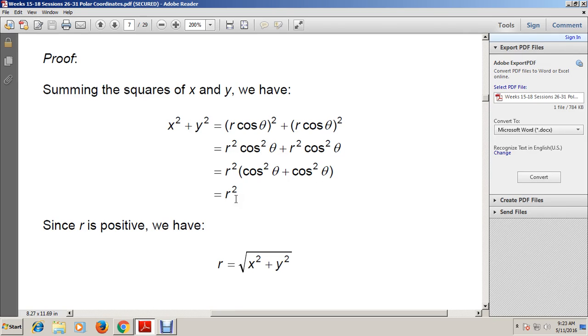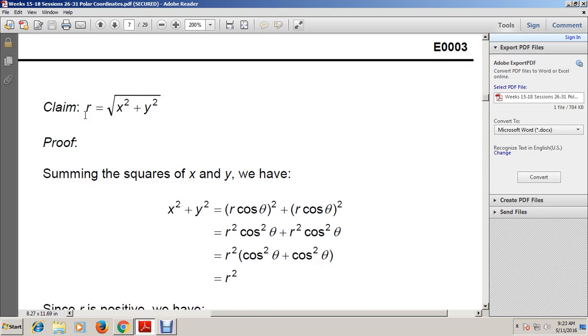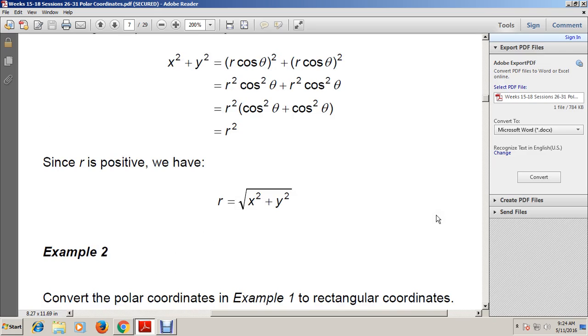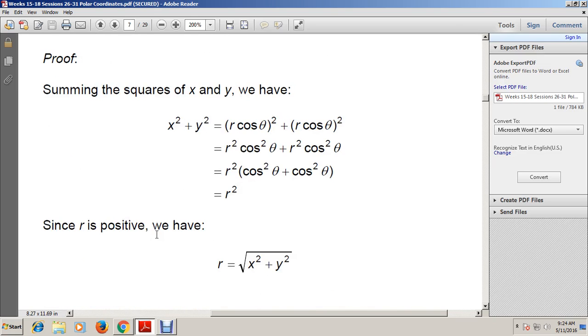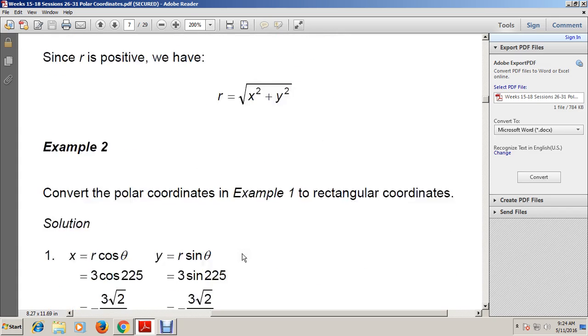That is why you can no longer see this factor in the expression. What is left is x squared plus y squared equal to r squared, which brings us back to our original expression for r if we take the square root. So r is equal to the square root of x squared plus y squared. So this is the proof for our representation for r.